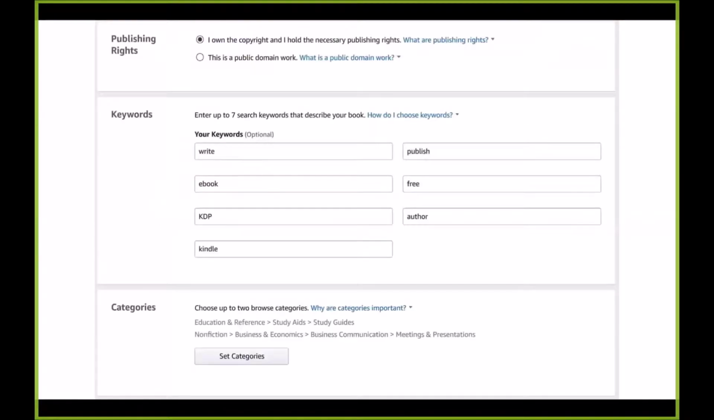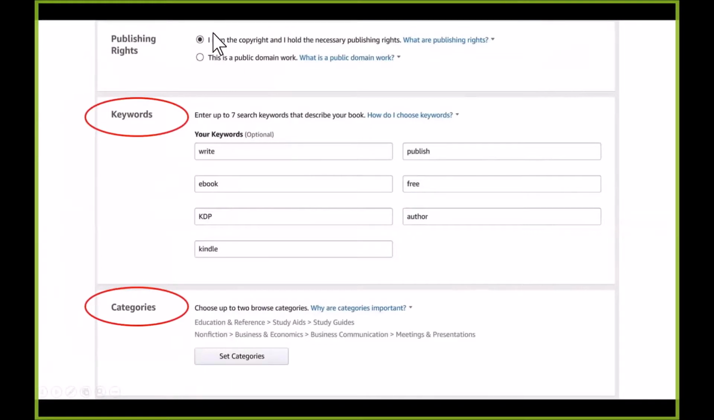And then I mentioned keywords in the title. So you want to put in here, I own the copyright, I hold the necessary publishing rights, or this is a public domain work. So what's a public domain work? Something where the author has passed away, sometimes a long time ago, like Frankenstein, Dracula, Christmas Carol, Moby Dick, Wizard of Oz, Huckleberry Finn are all in the public domain. There's a ton of other ones, but they're all in the public domain.